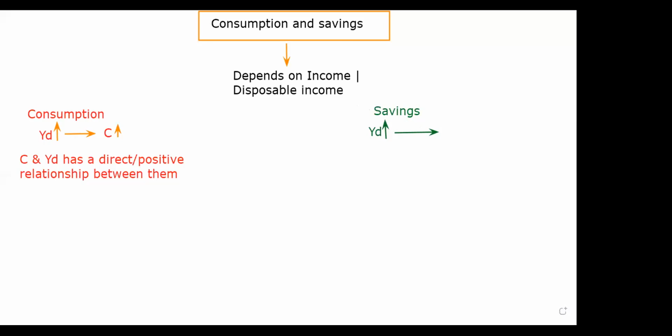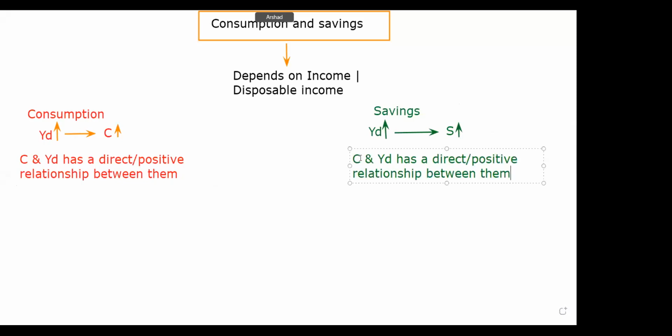Guys, remember, if income increases, the amount that you save also increases. Because come on, the more money you have with you, the more you would start to save. So I can say the same thing here: savings and disposable income have a direct or positive relationship. When disposable income increases, savings also increase, and consumption also increases. Okay, is that part fine?